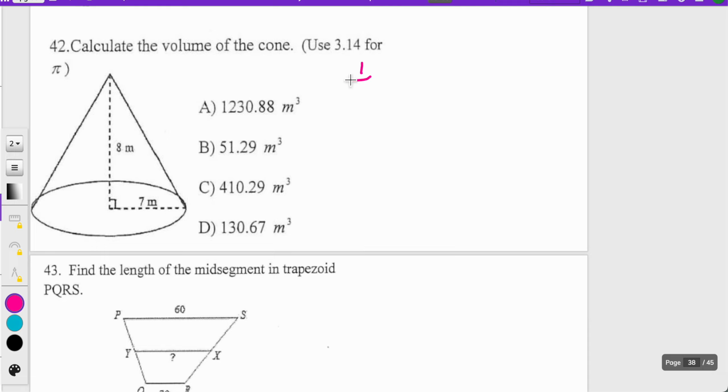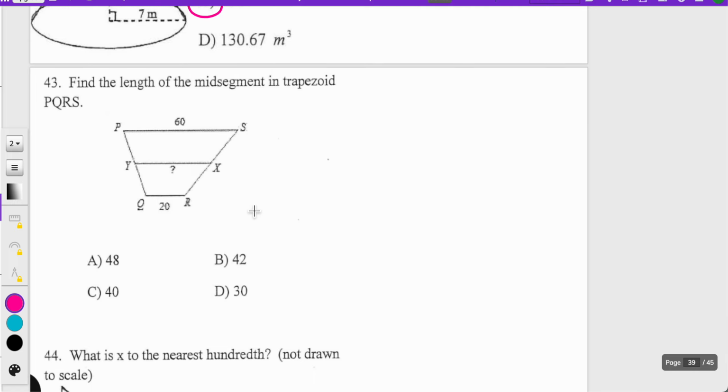Calculate the volume of the cone. Remember, volume of a cone is area of the base times height, but then we've got to divide by 3, so pi times 7 squared times 8 for the height, so pi times 49 times 8, and then divide by 3. We're getting about 410.29.